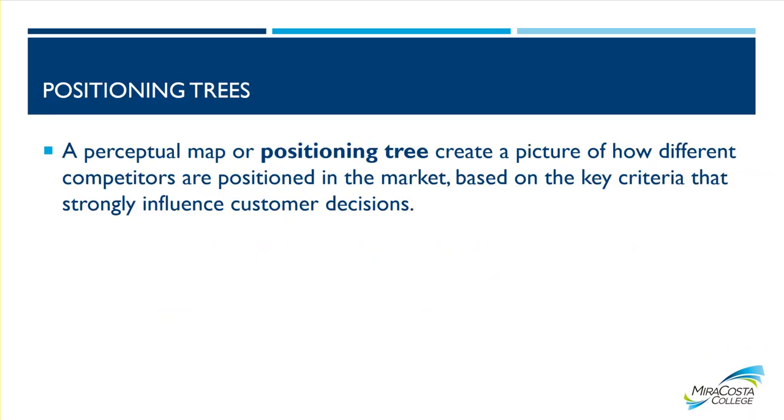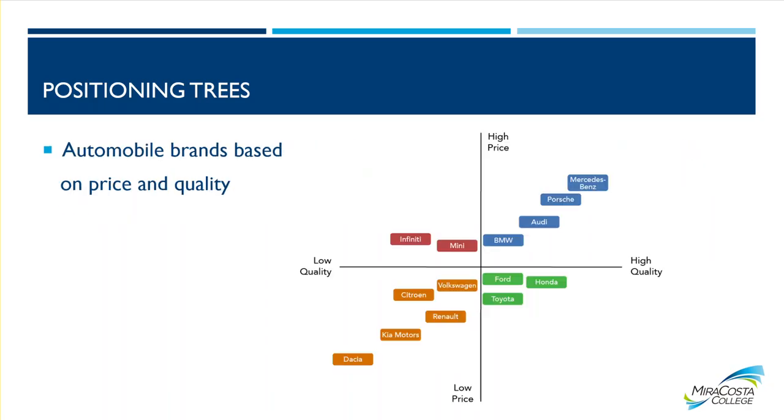Positioning trees. This is another big piece of marketing, traditional marketing. A positioning tree is a perceptual map, or a positioning tree creates a picture of how different competitors are positioned in the market based on the key criteria that strongly influence customers' decisions. So here's a graphic for you. The example used is automobile brands based on price and quality.